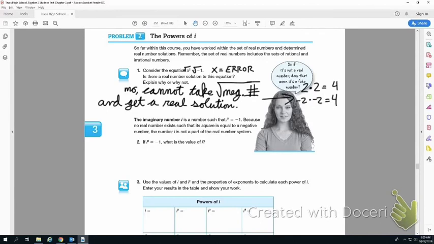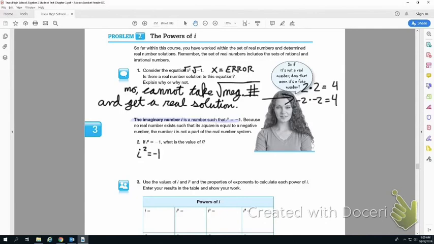So, going down to the next sentence, it says the imaginary number i is a number such that i squared is negative 1. Because no real number exists such that its square is equal to a negative number. The number i is not a part of the real number system. So all that's saying, kind of the explanation where it comes from, is what we set up here. Okay? So these two rules are probably the big idea of today.